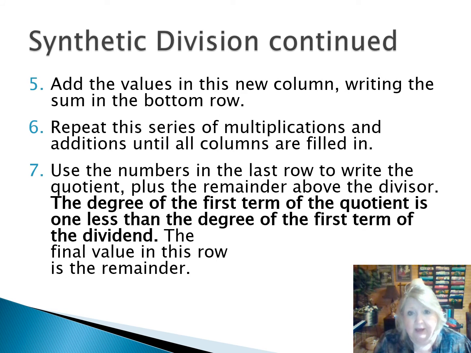When I enter a value on that second row, I'm going to add it to the top row. So it's adding, coming down. Then I'm going to repeat that as many times as I can until all the columns are filled in. The numbers in that bottom row are going to be my quotient plus the remainder above the divisor. The degree of the first term of the quotient will be 1 less than the degree of the first term of the dividend. Then the final value in this row will be my remainder.